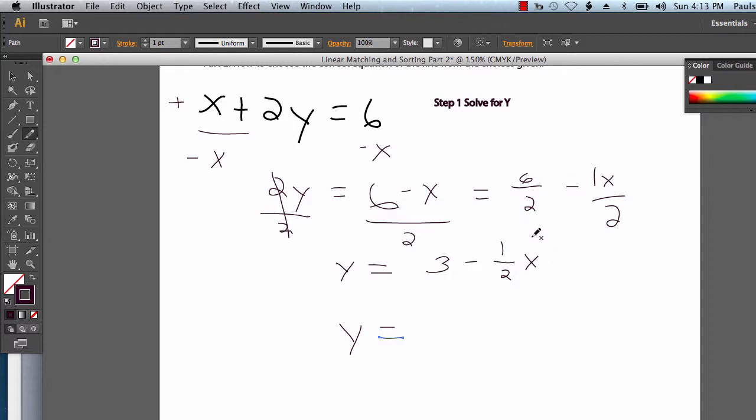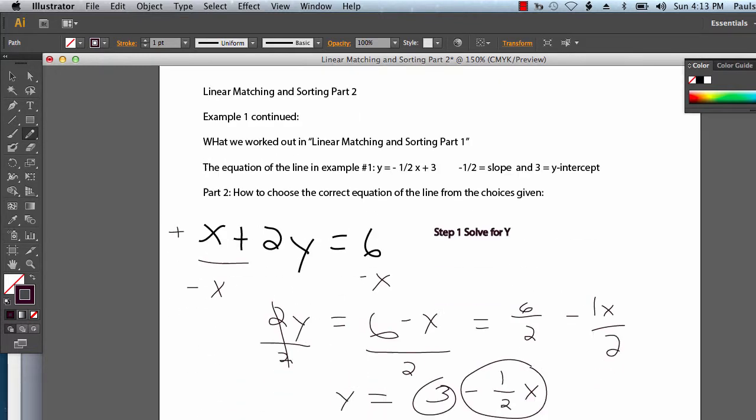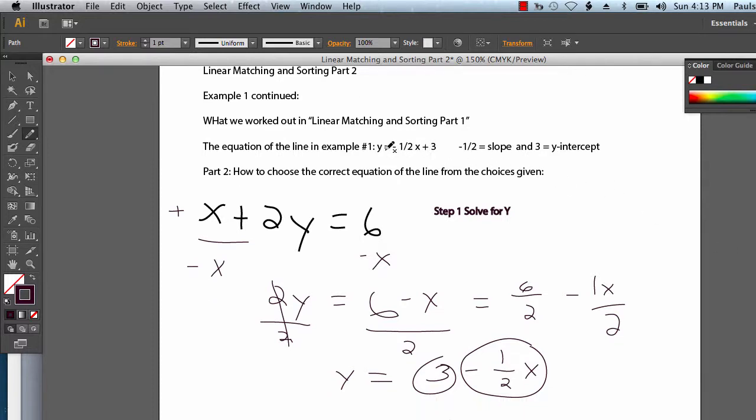But we simply move this to the front. The negative 1/2 x can be put in the front. And the plus 3, because it has no sign, so it's plus, can just go in the back. That's plus 3. So now our equation, y equals negative 1/2 x plus 3, which is what we calculated in the video, y equals negative 1/2 x plus 3.